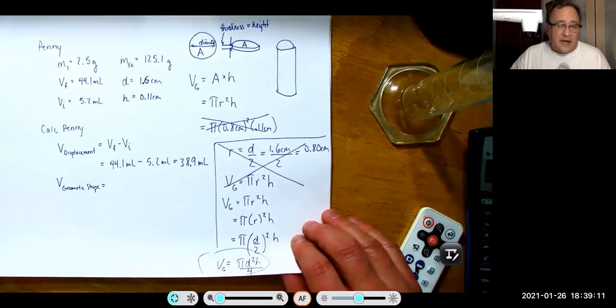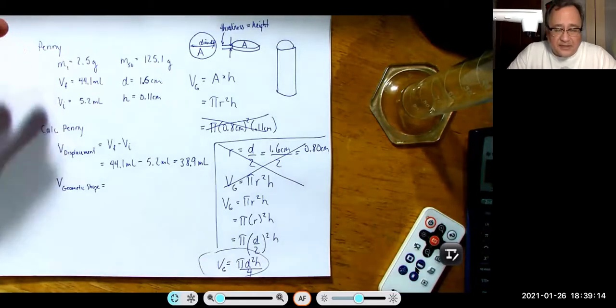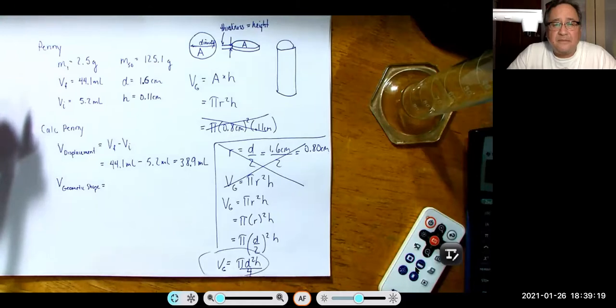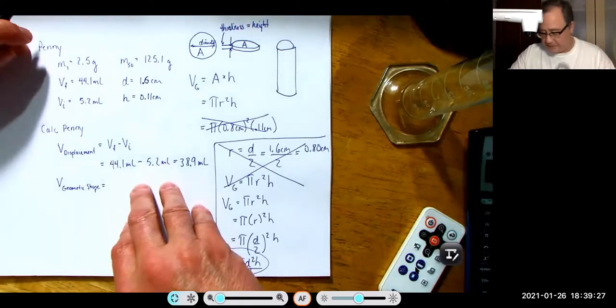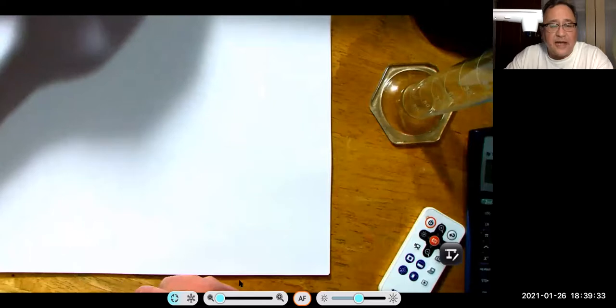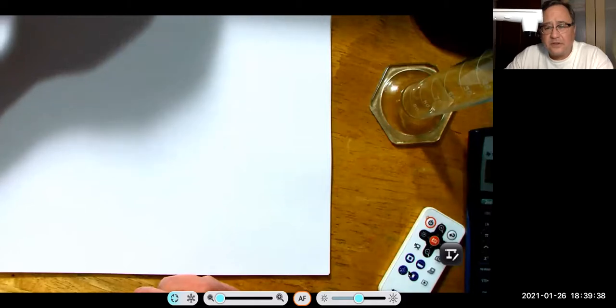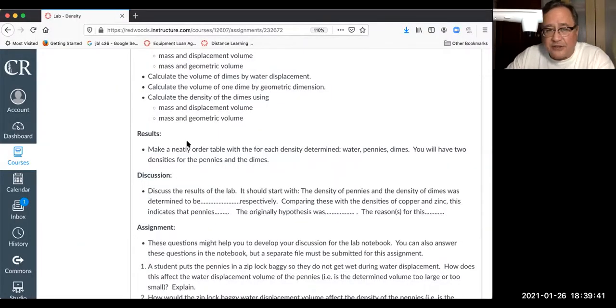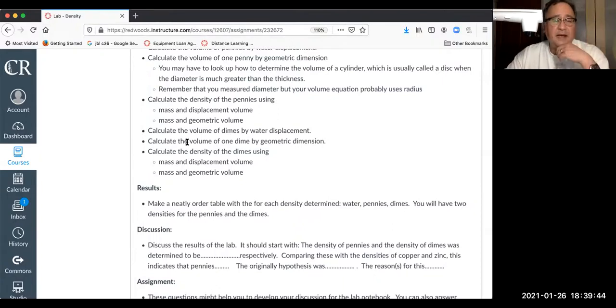Any questions there about calculating the volume of the penny based on its geometry? Any questions on that? Okay, good. All right, so I'm going to change my share back to the lab itself so we can look at it. So that shows you the calculations you would make for the penny for volume. And then you would also calculate the density. For the density, I've got to go back and do another share now.